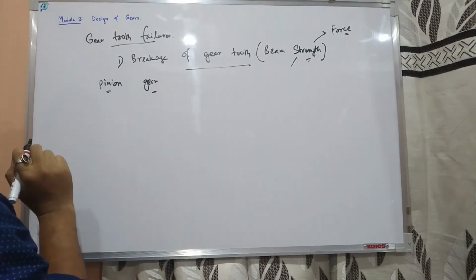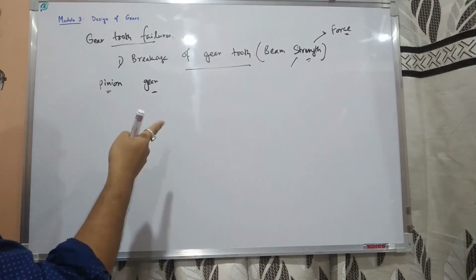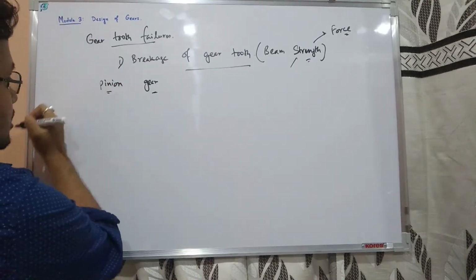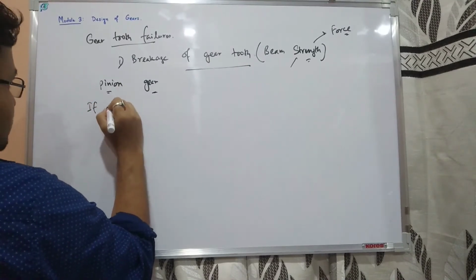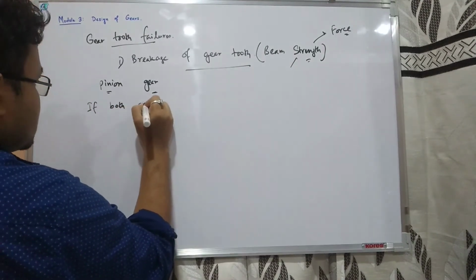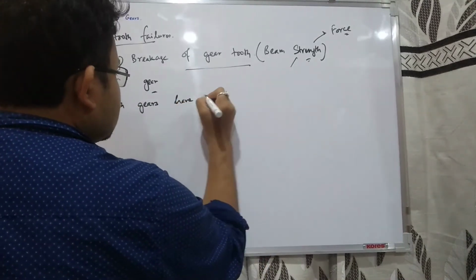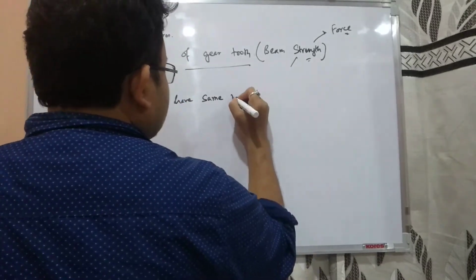And it is not the case that you always have to design the pinion. You might have to design the gear also. How to decide that? We'll look at that. Now see, if both gears, that means pinion and gear, both have the same material, made of the same material.